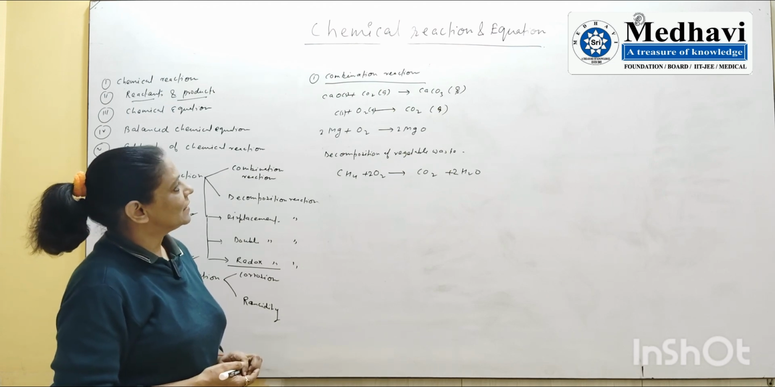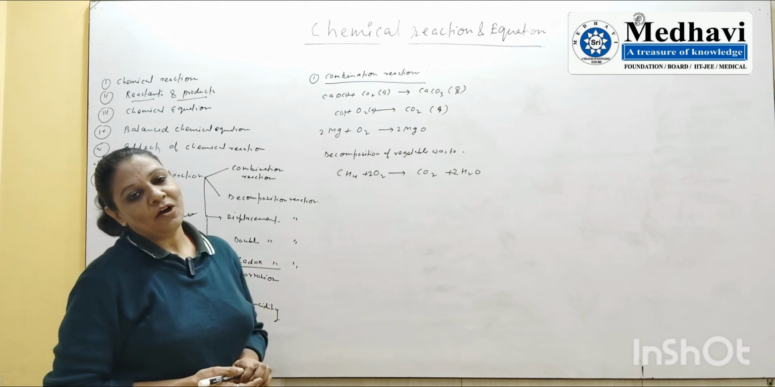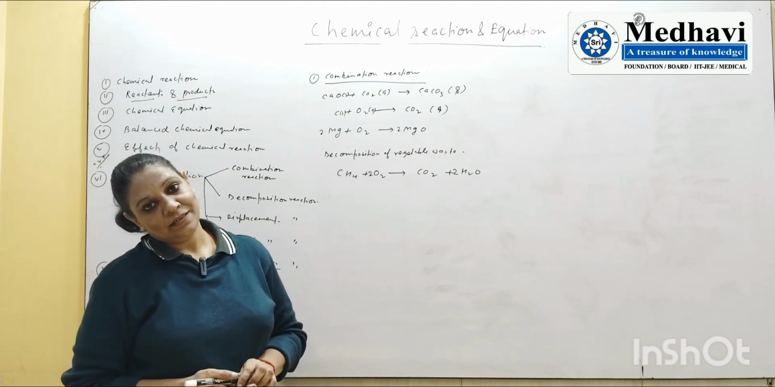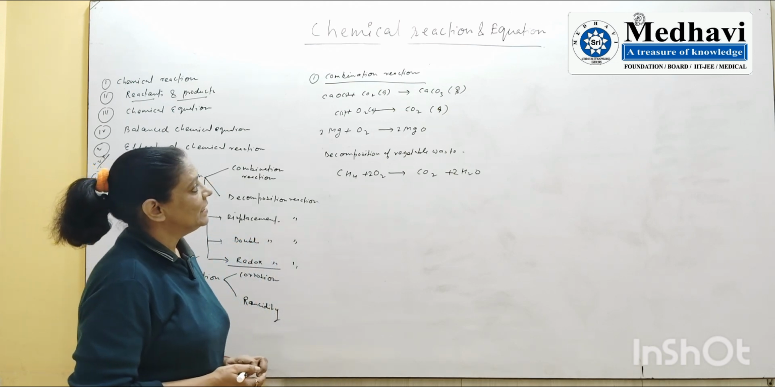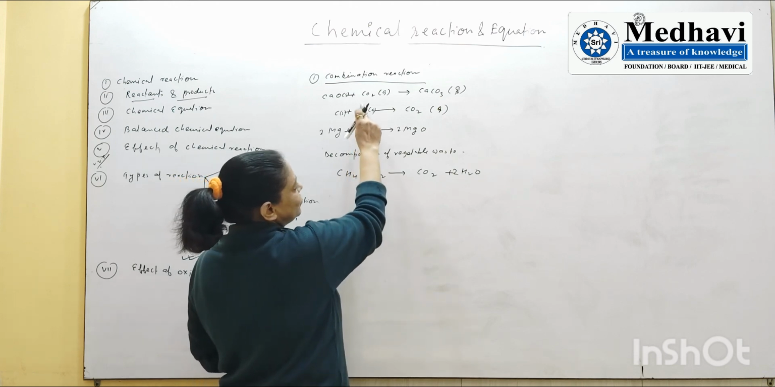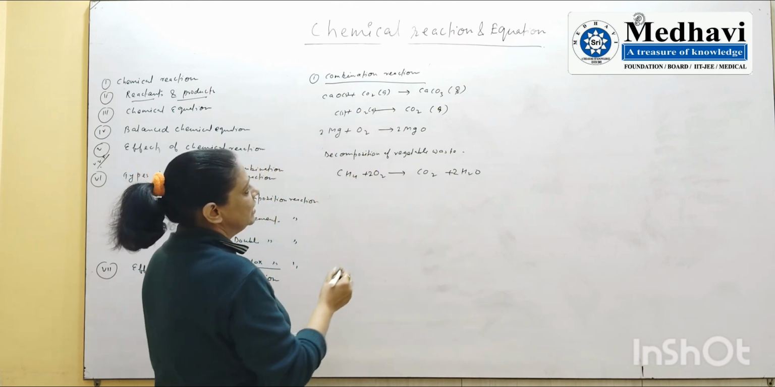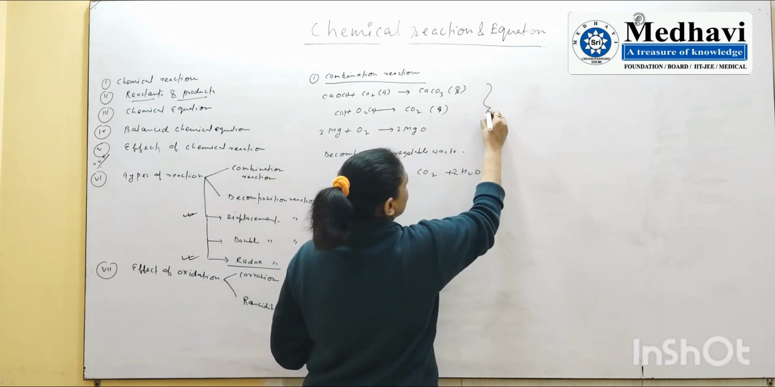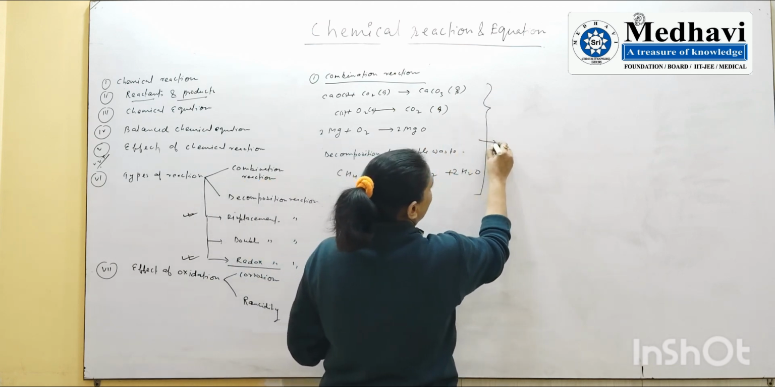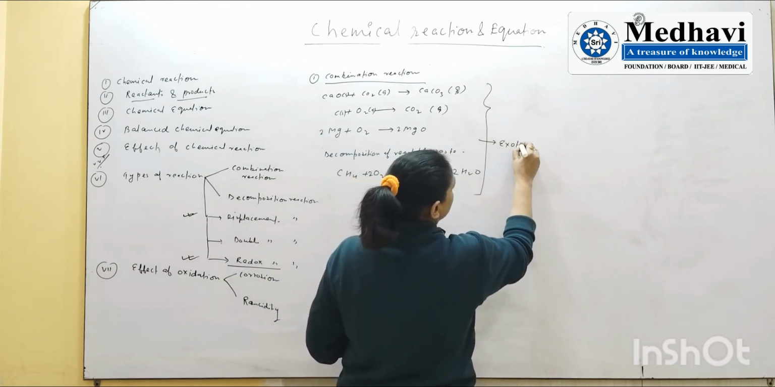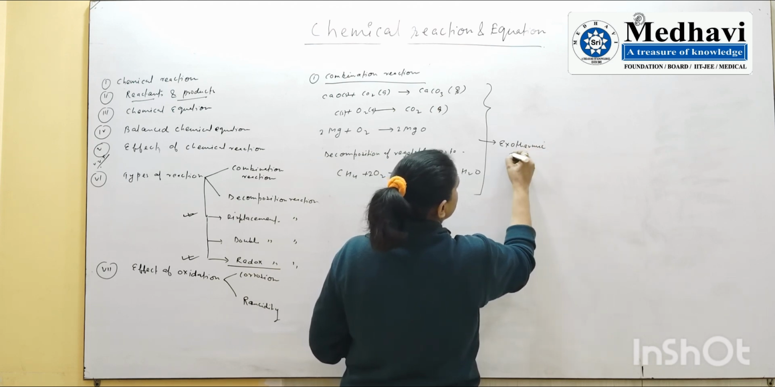In all these reactions, evolution of heat occurs. So we can say that here oxygen is used, carbon dioxide is used, so all involve gases. So you can say that combination reaction is a type of exothermic reaction.